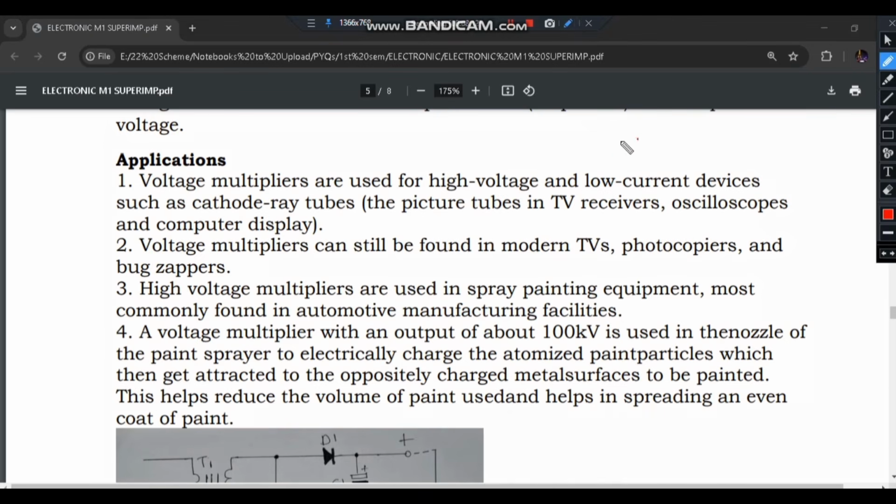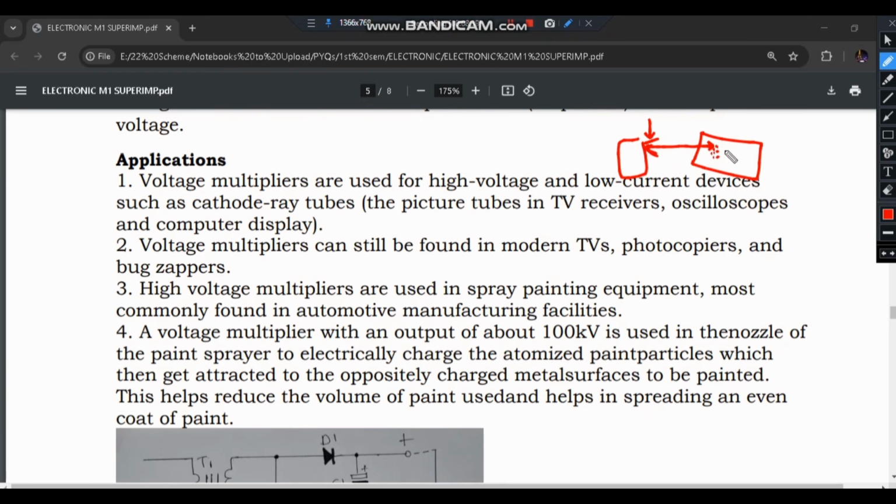So the car is made of metal, so when we apply some voltage here, the paint gets attracted to the metal and sticks to the point where it's actually required, and nothing is wasted. All the particles will stick at different places and no place will remain empty because of the voltage we applied. It becomes magnetic and it will stick here. So it helps in spreading an even coat of paint. This is the advantage.